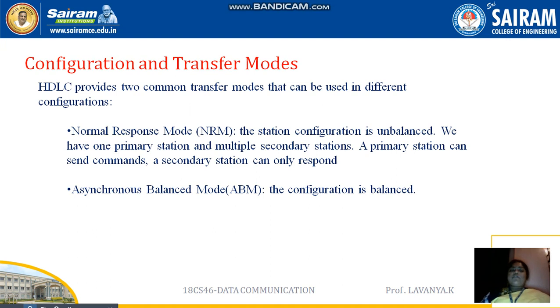The next one is configuration and transfer modes. The configuration and transfer modes tell us how the link is going to be configured with the different transfer modes. So let us discuss that now. High-level data link control provides two types of transfer modes: one is NRM mode and the second is ABM mode.